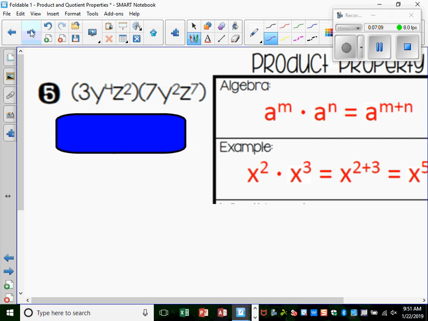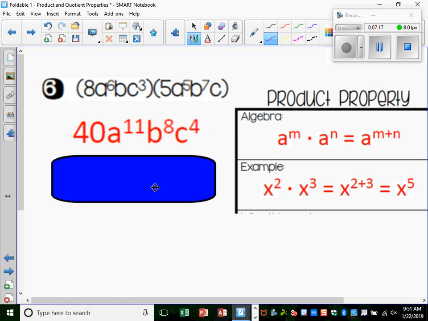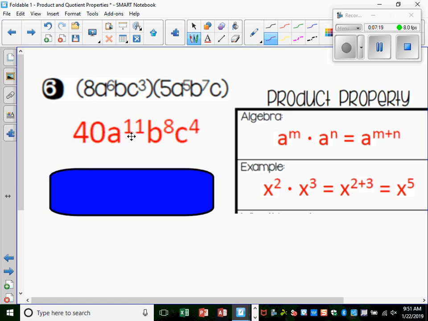And then for number 6, we're going to multiply the 8 times the 5. We're going to add our a's, add our b's, and add our c's. So you should have 40, a to the 11th, b to the 8th, and c to the 4th.